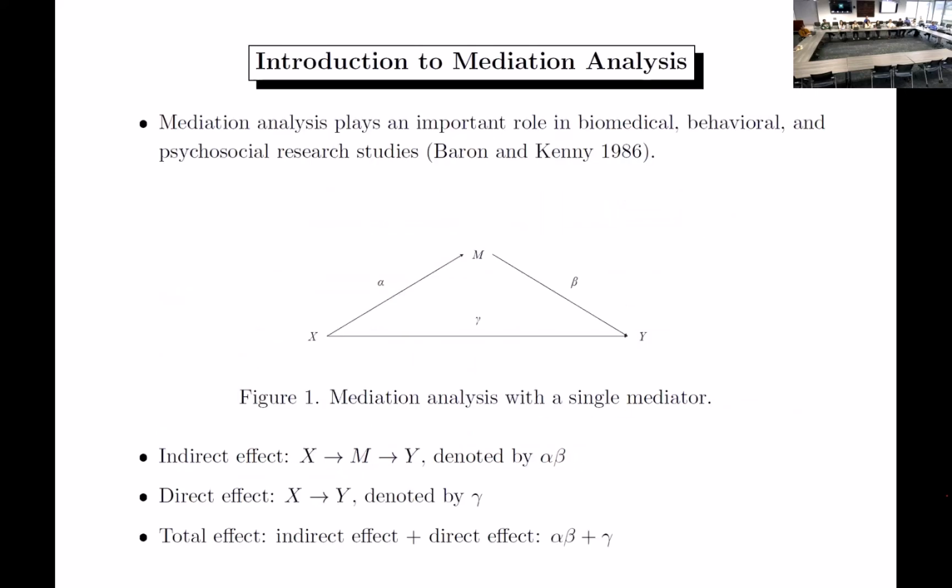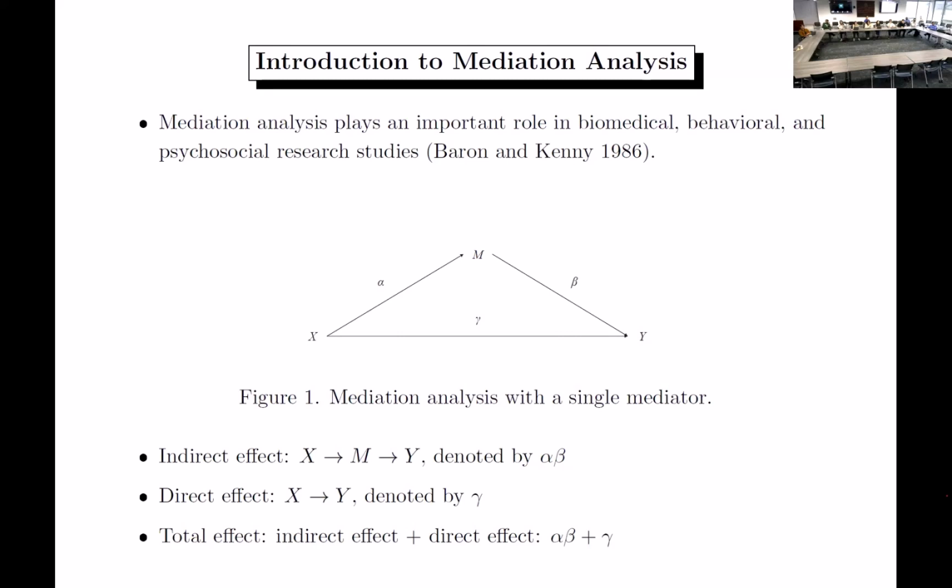Now this brings us to the basic idea of mediation analysis. Mediation analysis originated from social science. This is the first paper by Baron and Kenny. Figure 1 shows a simple mediation analysis with a single mediator. You have X as exposure, M as a mediator, and Y as an outcome. We have an indirect effect, which goes from X to M to Y, through this mediator.